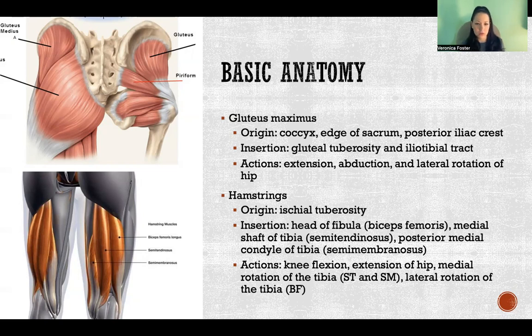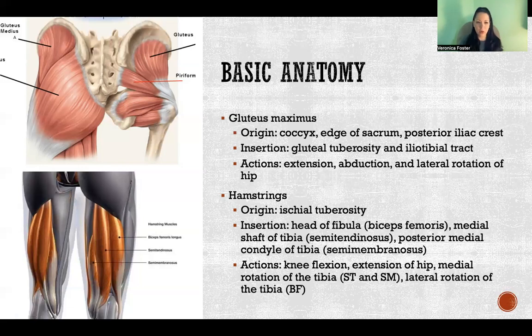The hamstrings originate on the ischial tuberosity. So if we look in this top picture, this big bump here is the ischial tuberosity. So all three heads of the hamstrings originate there, and then they go down the posterior thigh and then split in their insertion. So two of the muscles go to the medial side of the knee, and the other muscle goes to the lateral side of the knee.